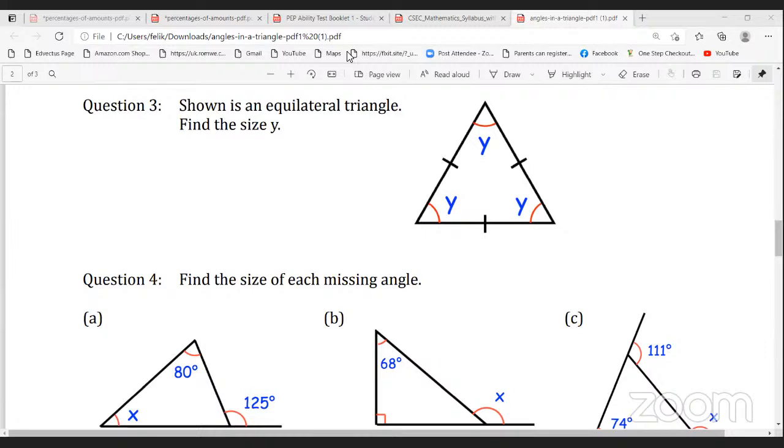When it comes to an equilateral triangle, the angles are always the same. It doesn't matter where you see the equilateral triangle. It doesn't matter how big it is, how small it is. All the angles are the same, and all the angles are always equal. So what's the value?